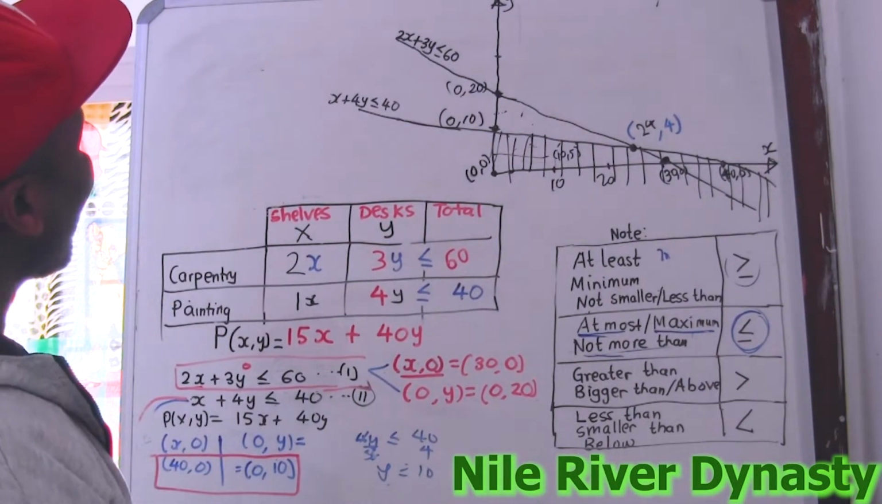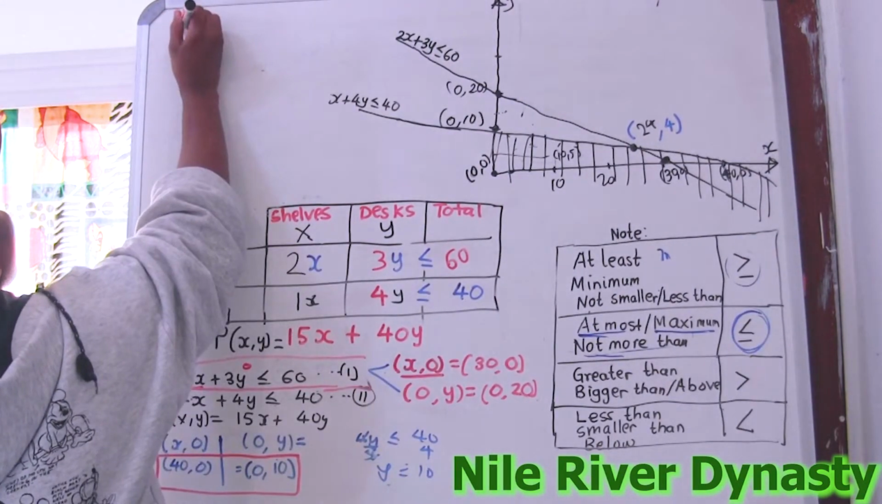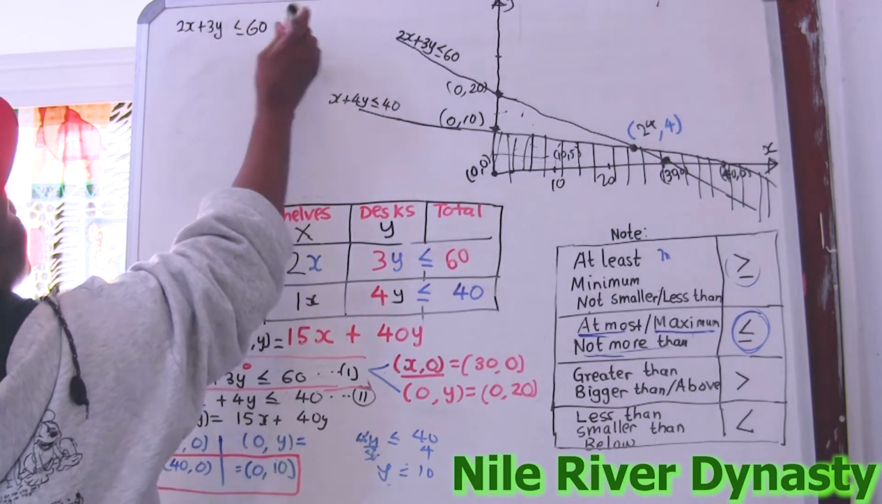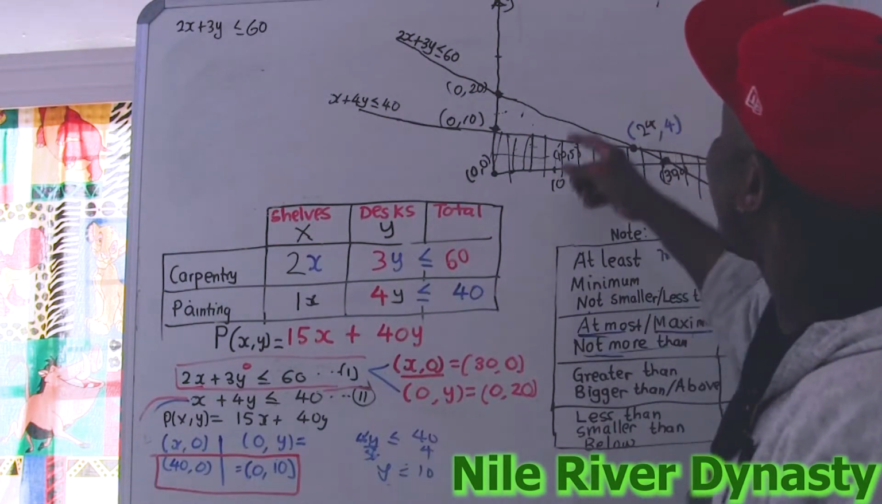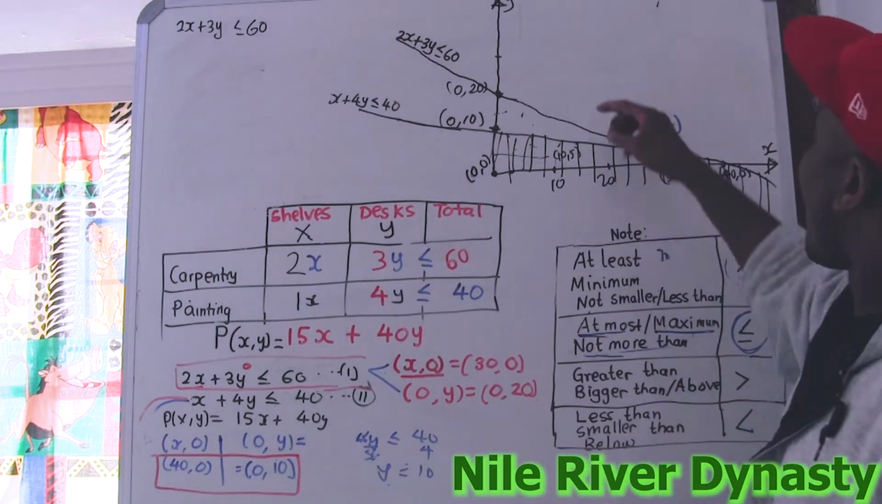Okay, so now we go for another line, which is 2x plus 3y less or equal to 60. That one. Now let's take a point below and above. Let me take above now for fun to see. Either way, it doesn't matter as long as whichever gives it true. Let me take a point here.